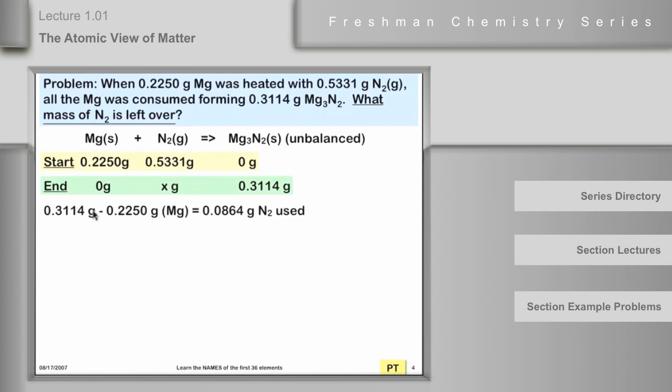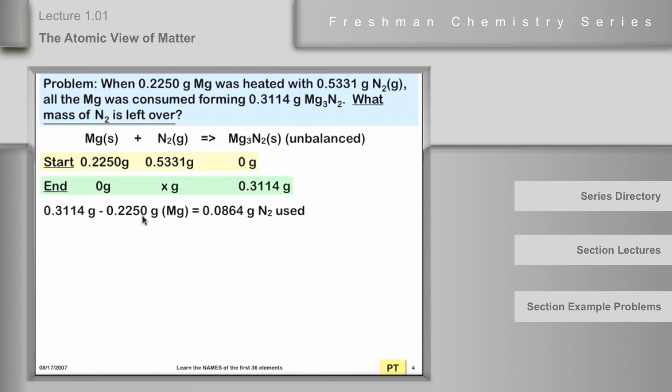So 0.3114 grams of magnesium nitride minus 0.225 grams of the magnesium means that we actually used the difference between the two, 0.0864 grams of dinitrogen. That's how much we used to make this much product, and we know that because of these two numbers, 0.3114 minus 0.2250. Does anyone have a question about that? Is it clear?